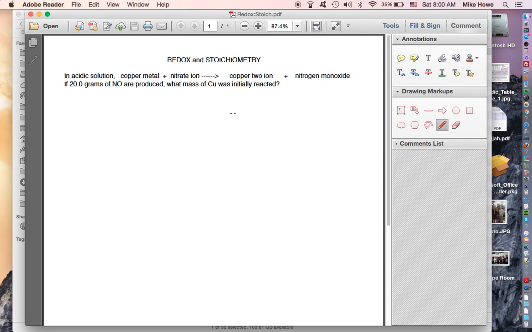Some of you said you'd like to see a redox reaction that was a net reaction balanced, and so I have one here that's tied together with the stoichiometry problem. So the problem says in acidic solution, copper metal is reacted with a nitrate ion to yield a copper 2 ion and nitrogen monoxide. So let's just write that down. We've got copper metal plus a nitrate ion, NO3 minus, yields a copper 2 ion, copper with +2 charge, plus nitrogen monoxide.